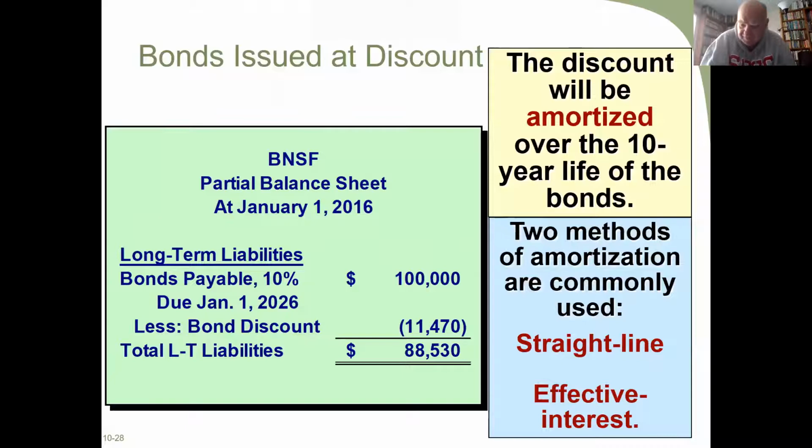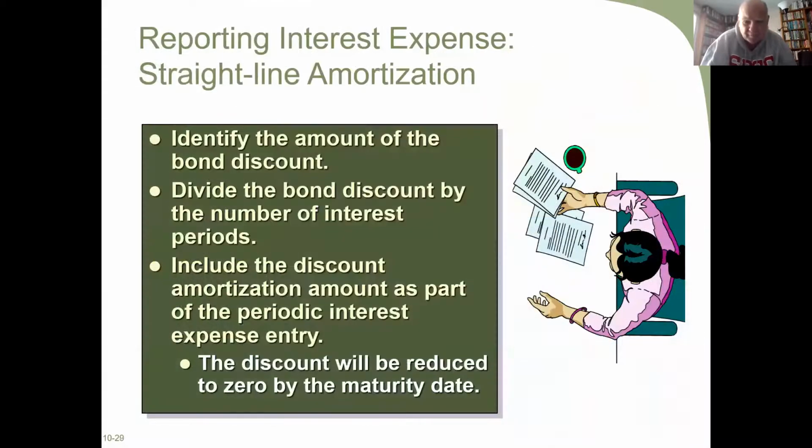Straight line, I'm not sure if it's GAAP. But if you use it and you come close enough where the auditors say it's not material, you're okay. Okay. Straight line is easier, but in these days of computer power, I don't think anybody would really use it. Okay. So here we go. We're going to do straight line amortization.